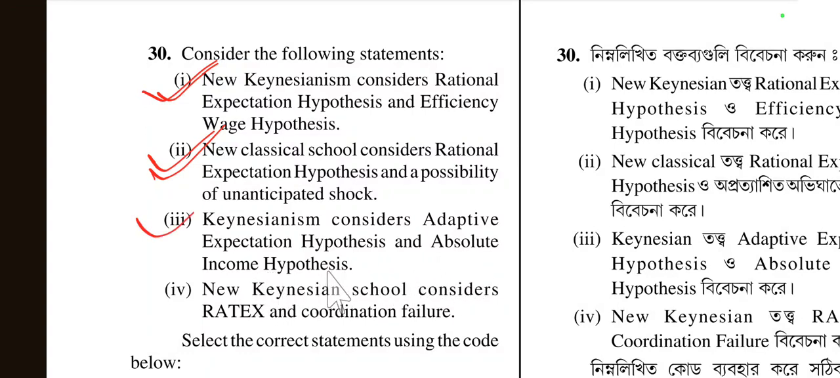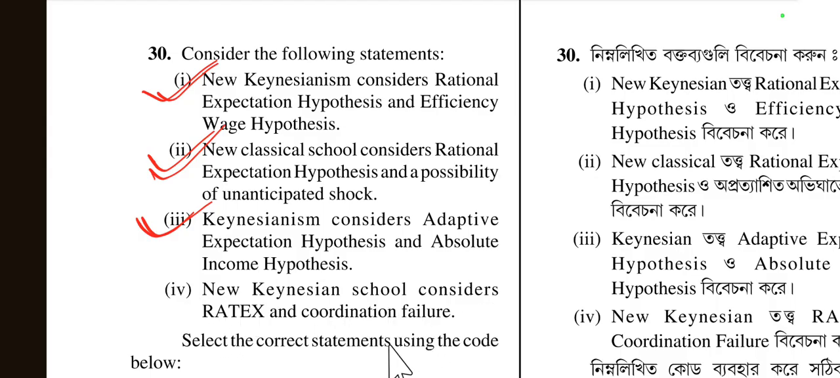This is also correct. Keynesians considered adaptive expectation hypothesis and absolute income hypothesis, because traditional Keynesianism often assumes adaptive expectations and the absolute income hypothesis to explain consumer behavior. So option 3 is also correct. Then come to question number 4.